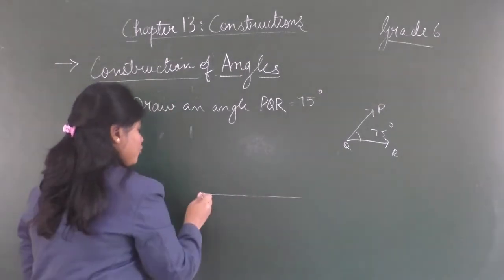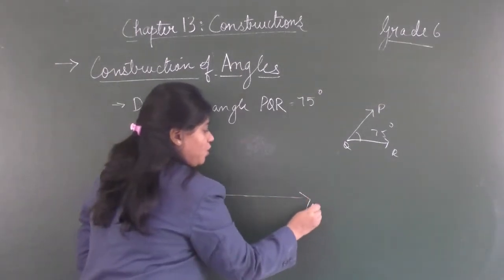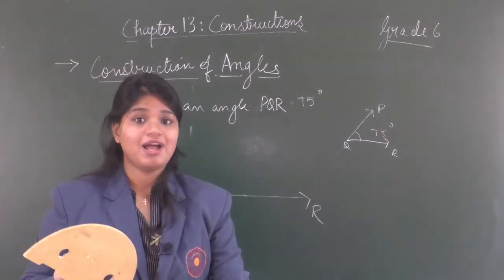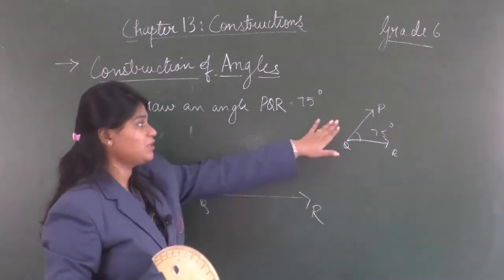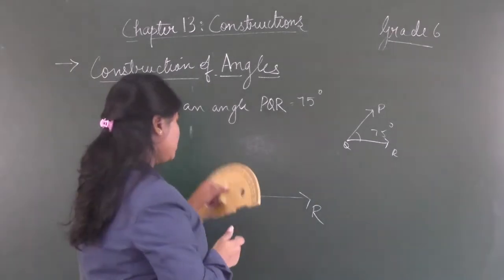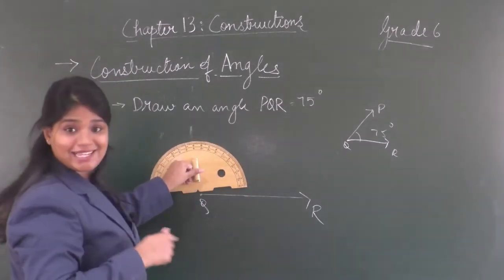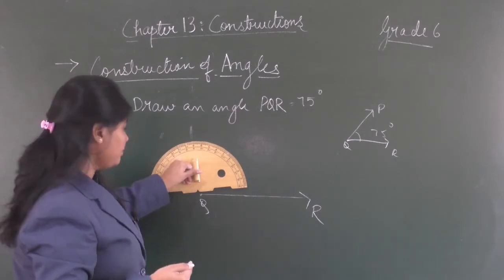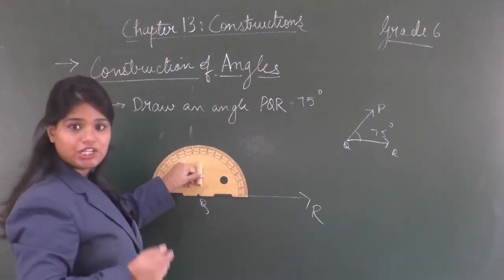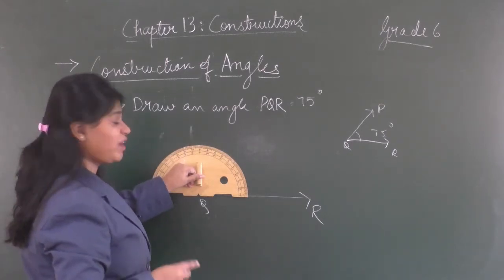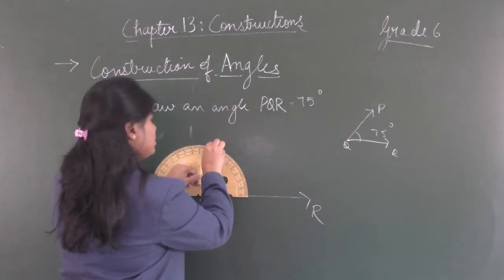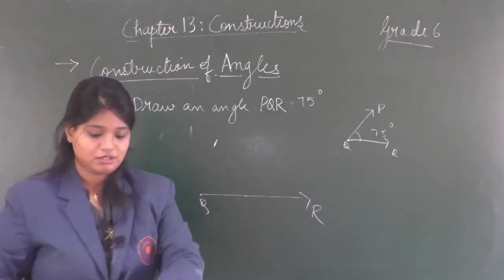So here I have drawn QR, right? Now it is given that you need to draw angle PQR equals 75 degrees. So what you will do, you will place your protractor on this baseline or on this arm. The center of the protractor should lie upon Q. Now you have to see where 75 comes. So 75 is coming up to this point. So I have marked it here.